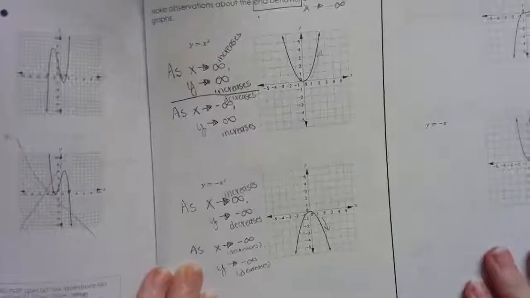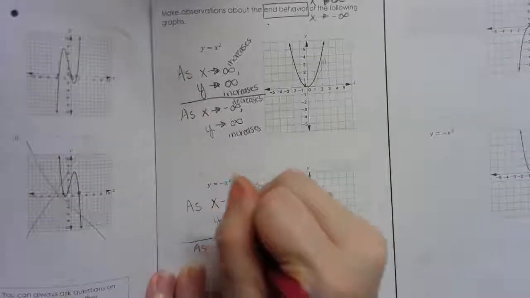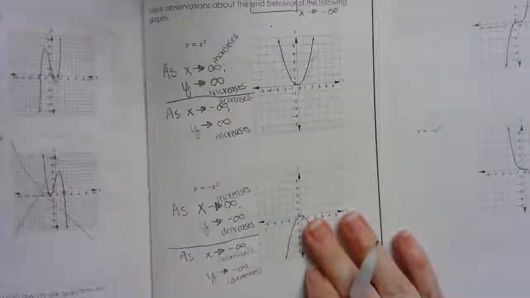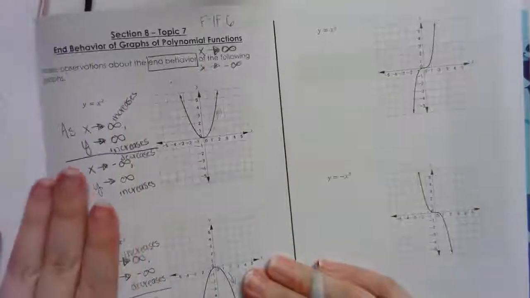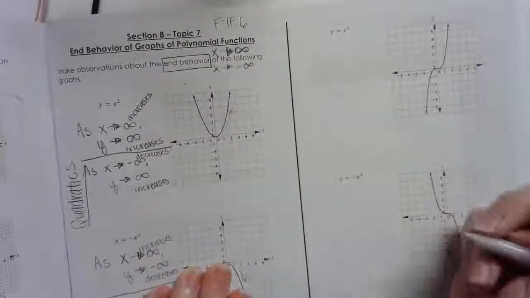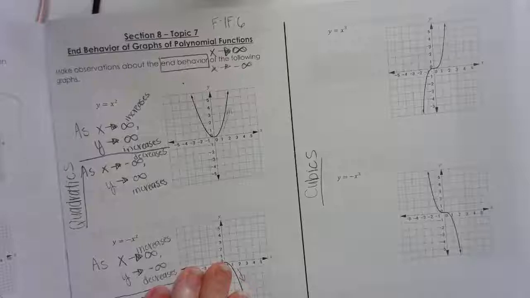Excuse my writing there. Trying to squeeze it in. So for these, in both cases, it's increasing, and for this one, in both cases, it's decreasing. Let's look at two more. So these two, y equals x to the third, that's a cubic. So these, remember, are called quadratic. Those are both quadratic graphs. These are both cubics, cubed to the third power.